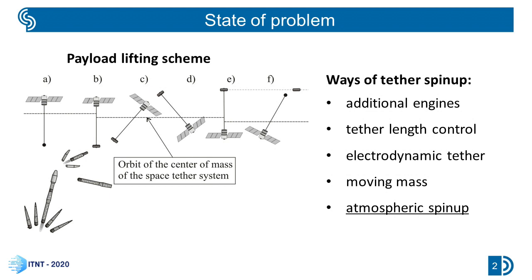The tether spin-up after docking can be done using jet engines, by changing the tether length due to the interaction of the electrodynamic tether with the Earth's magnetic field, by using controlled movement of additional mass along the tether, and finally due to the interaction with the atmosphere. In the study, the latter method will be used.